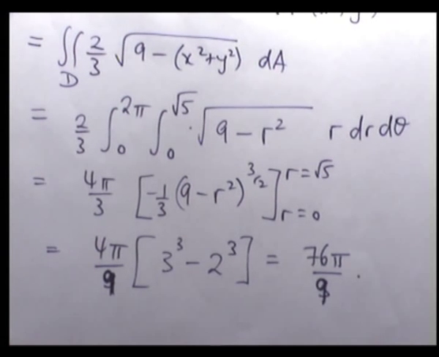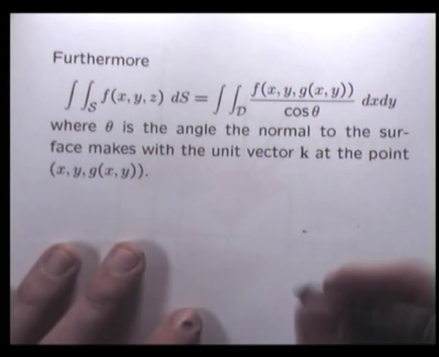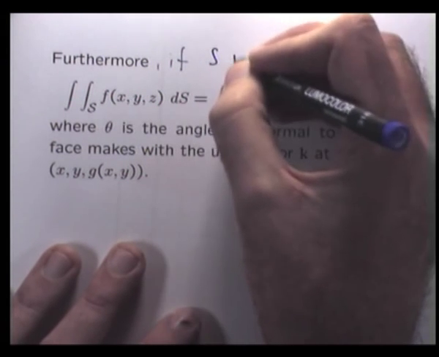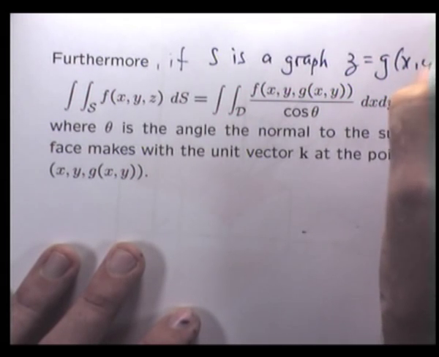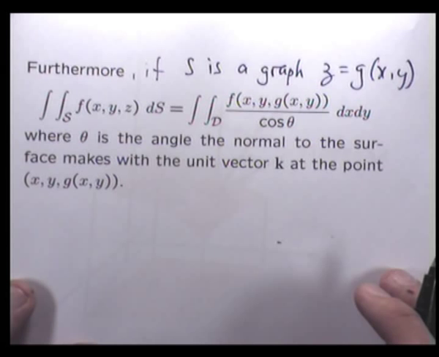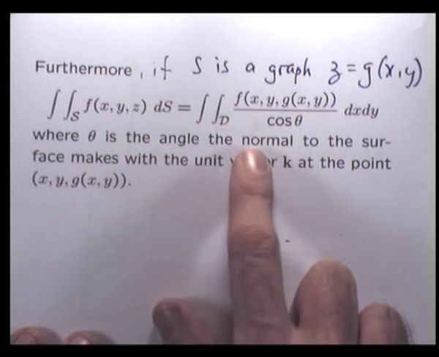Oh, cut, cut, cut. How can I simplify things even more? Is it possible? Well, yes, it is. If our surface is a graph, okay, then there is another option here for basically computing our surface integral. Okay, and it involves the angle between the unit vector k and the normal to the surface.